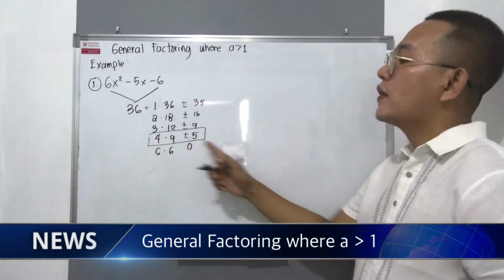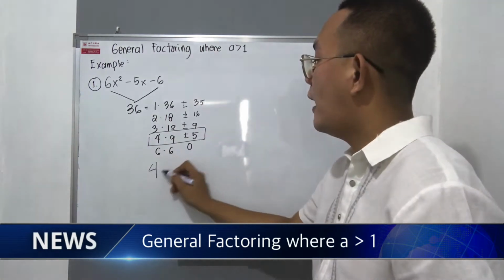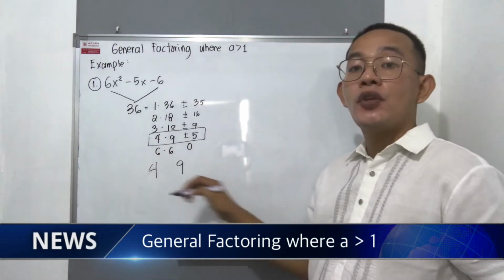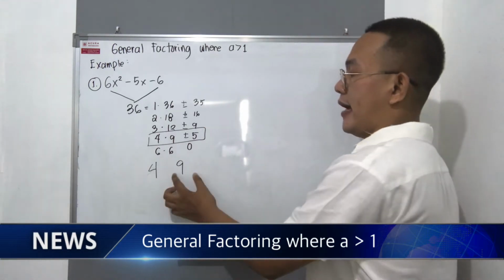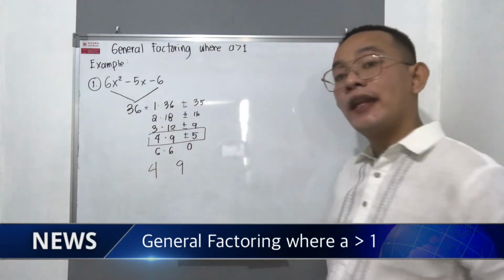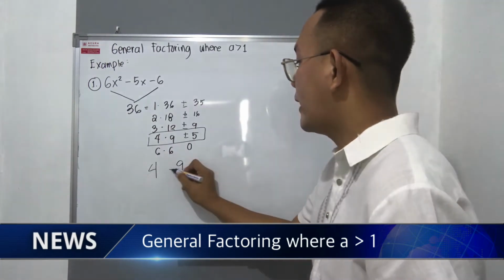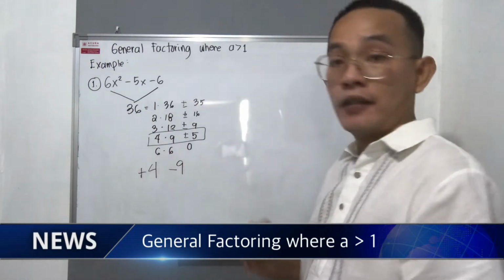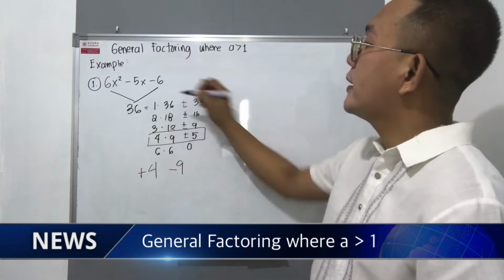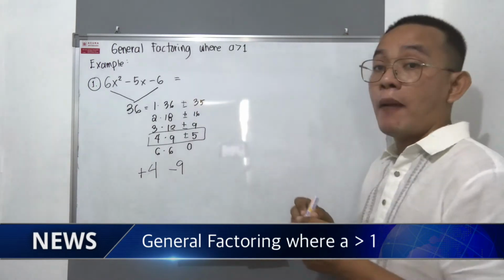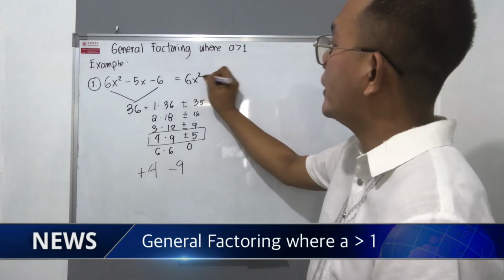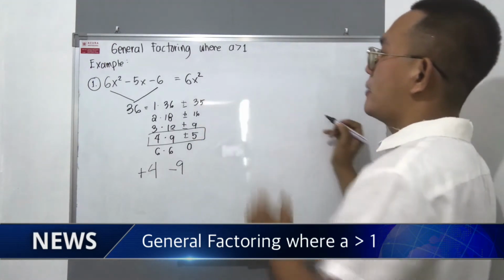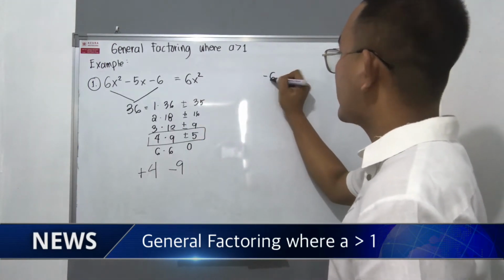Okay, so mula dito sa 4 at 9, tignan natin yung higher constant natin. Sino ba yung higher natin na number? 9. Ang middle sign natin is negative, so yung 9 ay magiging negative, yung 4 magiging positive. Susulat natin ngayon to sa bagong polynomial expression. So, bali magiging 6x squared, maglaan tayo ng maliit na space dito, and then minus 6.